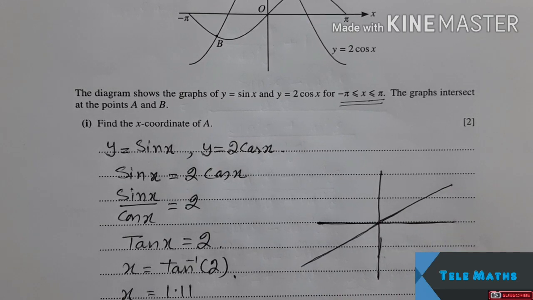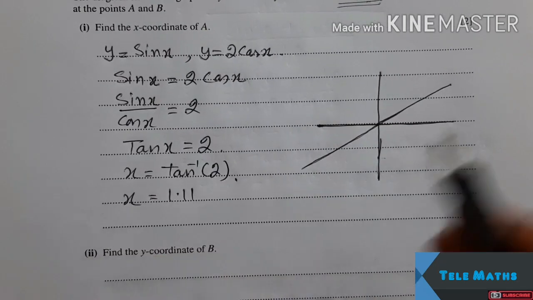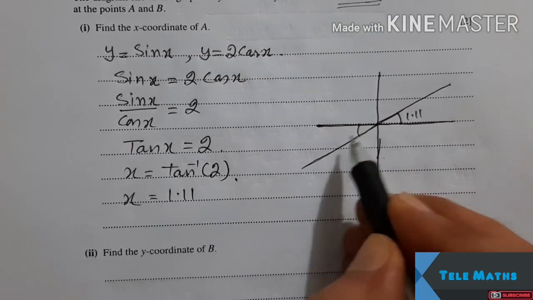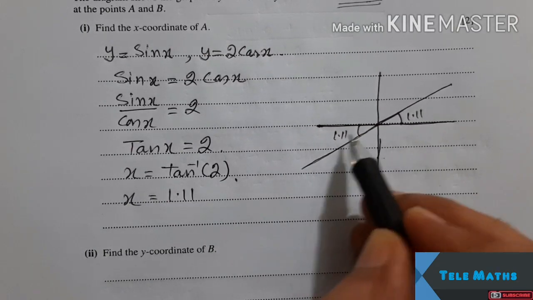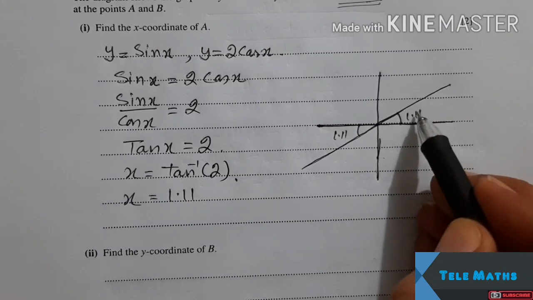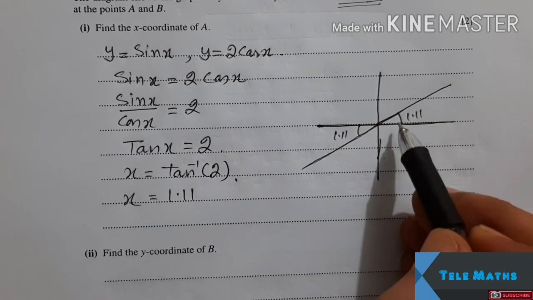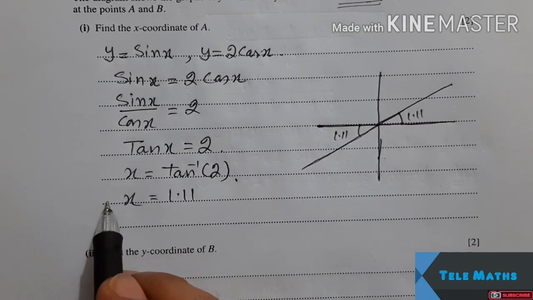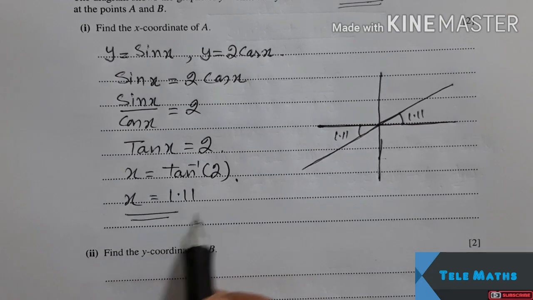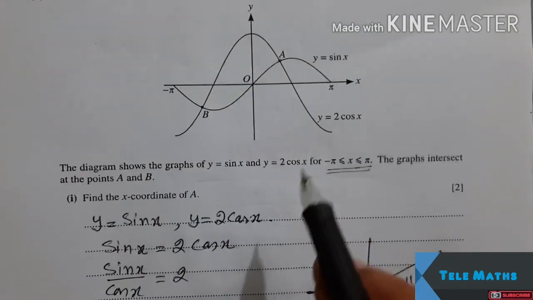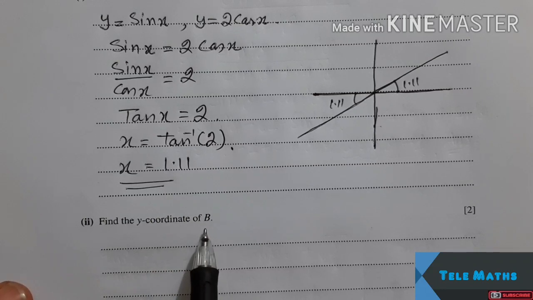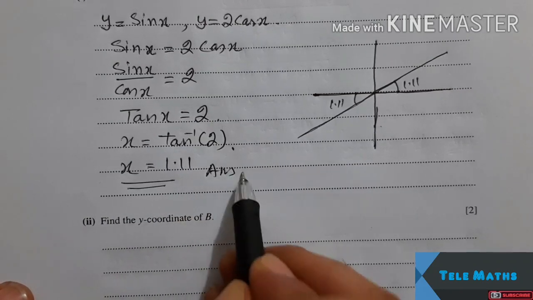So this is actually our alpha. This is alpha, so we got 1.11 here and 1.11 here. So in the first quadrant, alpha and x are the same, so that's why this is our value of x, because A is in the first quadrant. But find the coordinates of B in the second part.